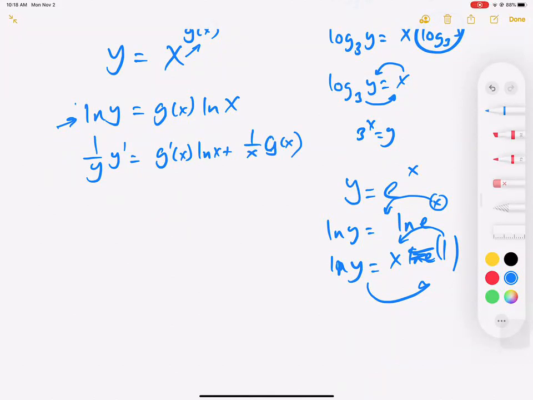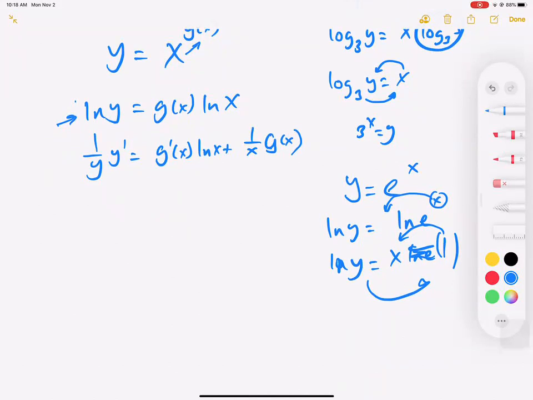We can always say the derivative of something is just g prime. Just stick a prime on it. We'll deal with that later. Okay. And then we can rewrite this as y prime equals y, and then everything's left over. g prime of x ln of x, right? This is just the product rule. And then y could be rewritten as x to the g of x, if you want to plug that back in.